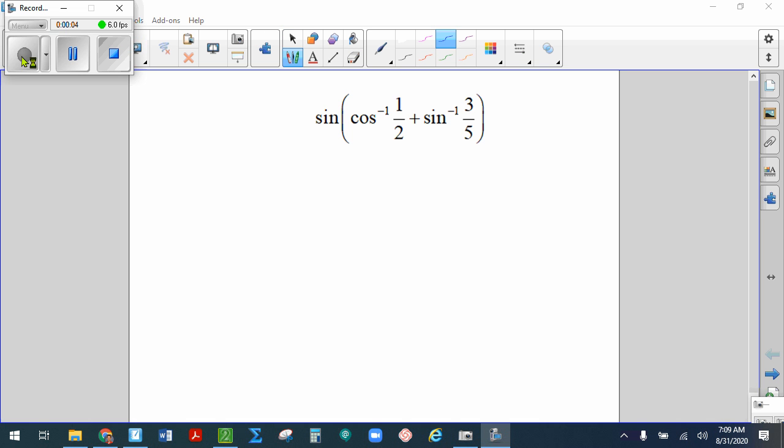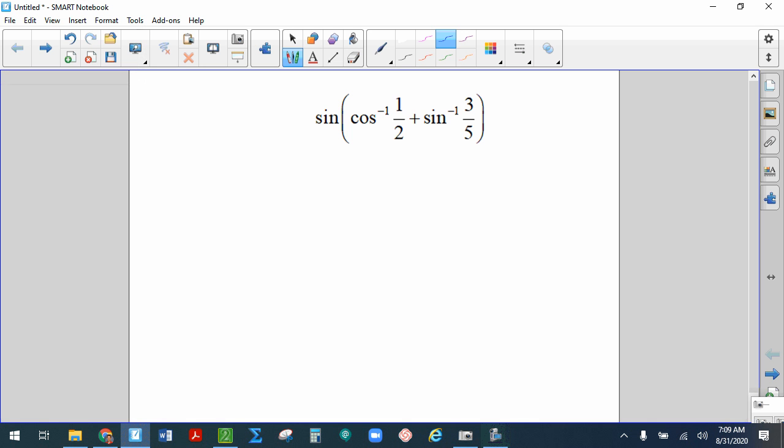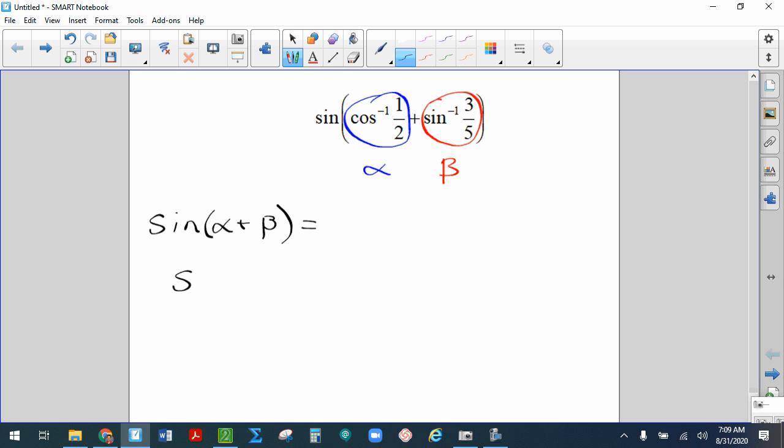Okay, so for this problem, we have sine of an inverse cosine of 1/2 and an inverse sine of 3/5. So what we want to remember is that each of these inverses is just an angle. So this inverse cosine of 1/2 is really like your alpha, and this inverse sine of 3/5 is really like your beta. So ultimately, I'm just doing sine of alpha plus beta, which is going to equal sine alpha cosine beta plus sine beta cosine alpha.